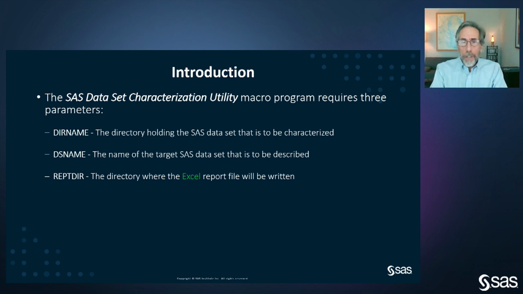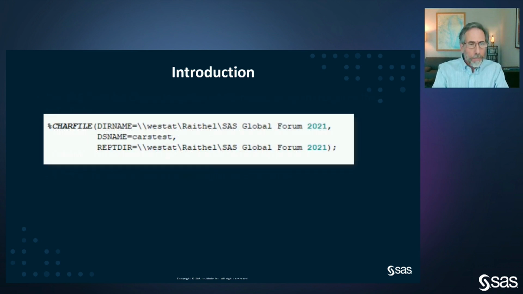The SAS Dataset Characterization macro program requires three parameters. Dir name is the directory holding the SAS dataset that's going to be characterized. DS name is the name of the target SAS dataset to be described. And report dir is the directory where the Excel report file is going to be written. Here's an example of what that would look like.